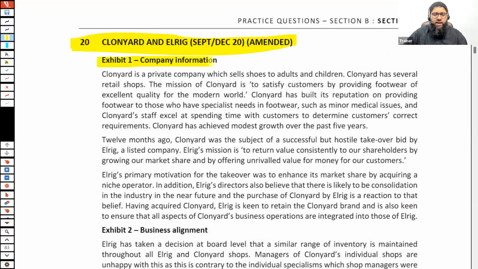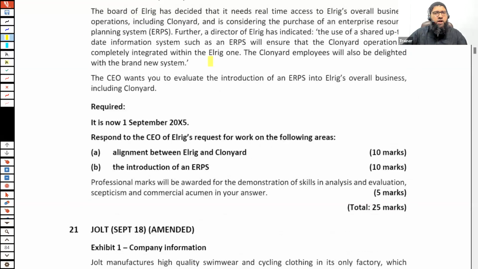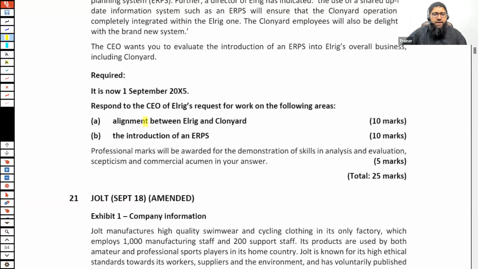As usual, first of all, let's discuss the requirement of the question. It says: required, it is now 1st of September 2005. Respond to the CEO of Elric's request for work on the following areas: alignment between Elric and Clone Yard, and the introduction of an ERP, the enterprise resource planning system. The question also says that professional marks would be awarded, et cetera.